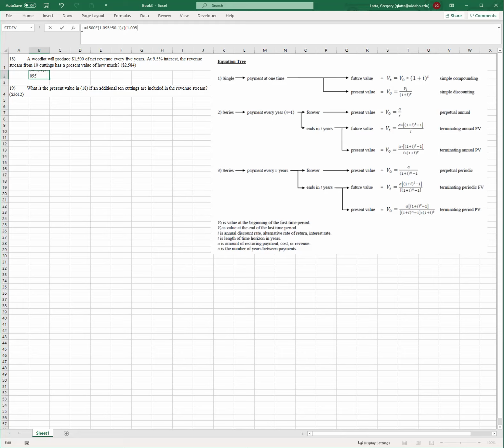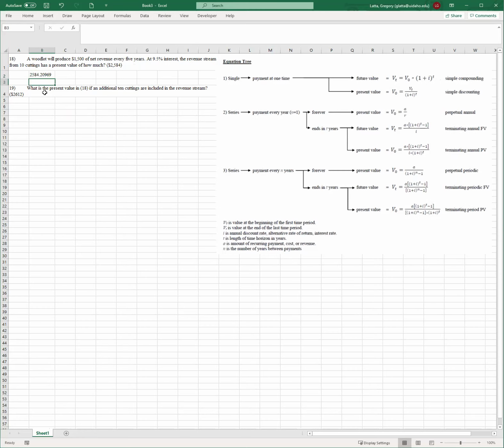1.095 to the n. You notice the to the, it's the caret there above the 6, to the 5, minus 1 times, you got to have your times in there, 1.095 to the 50, which is t. Close those brackets, close them again. You'll notice they're color coded, so red to red, black to black. So when I hit enter, I get my 2,584. So that's kind of how that would go in Excel.